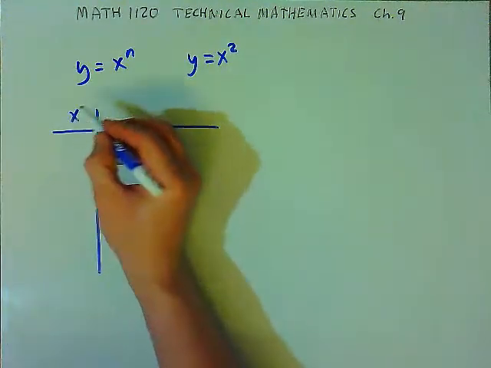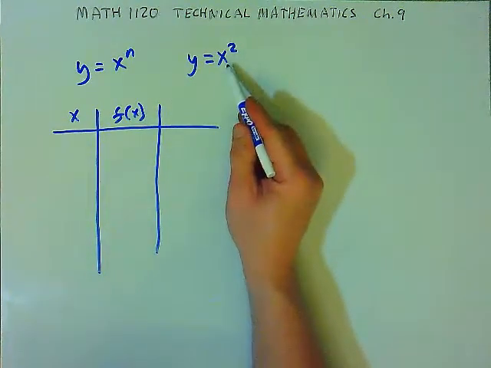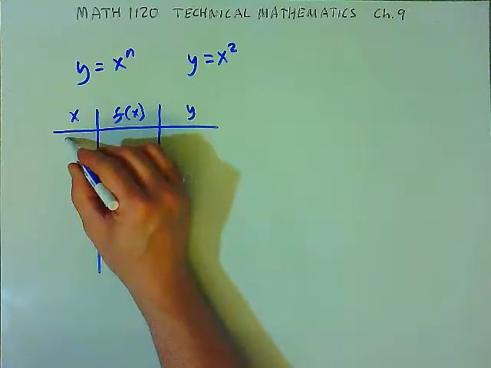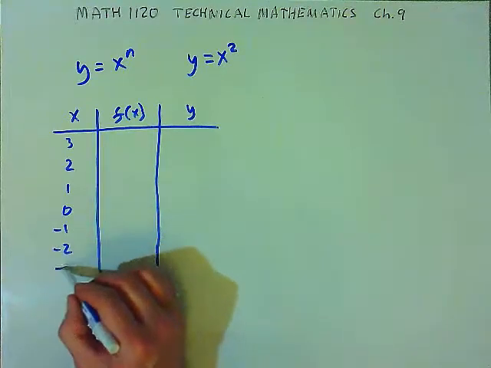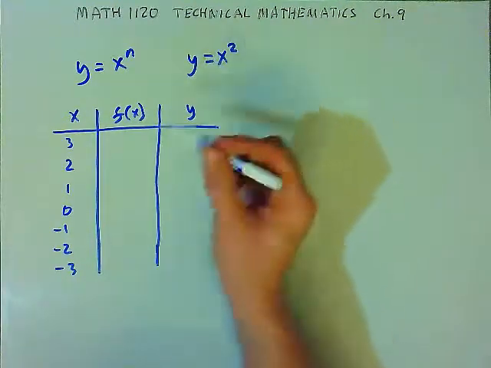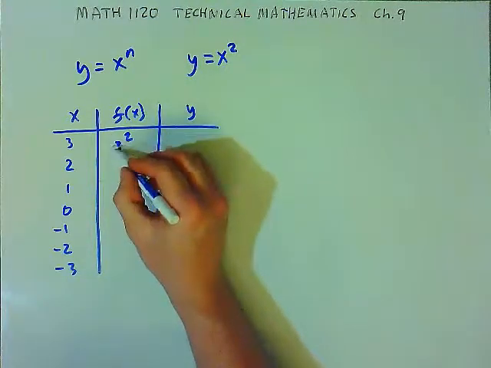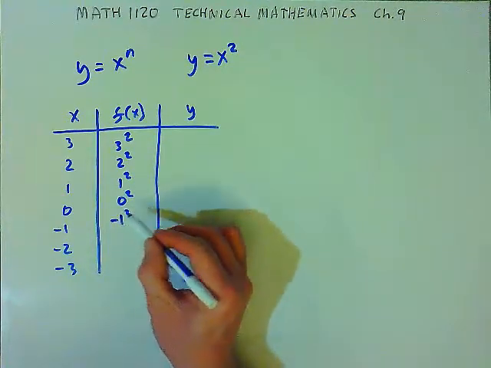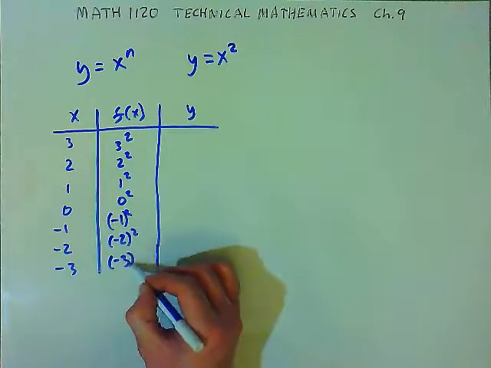We have values for x. We have the function of x, which is x squared, and then we have values for y. And so let's plug in some numbers here. Let's say that x is 3. It can be 2. It can be 1. It can be 0. It can be -1, -2, or -3. And so the function will be x, which is 3, squared. Oops, I'm sorry. How about 3 squared? Or 2 squared, or 1 squared, or 0 squared, or (-1) squared, or (-2) squared, or (-3) squared.